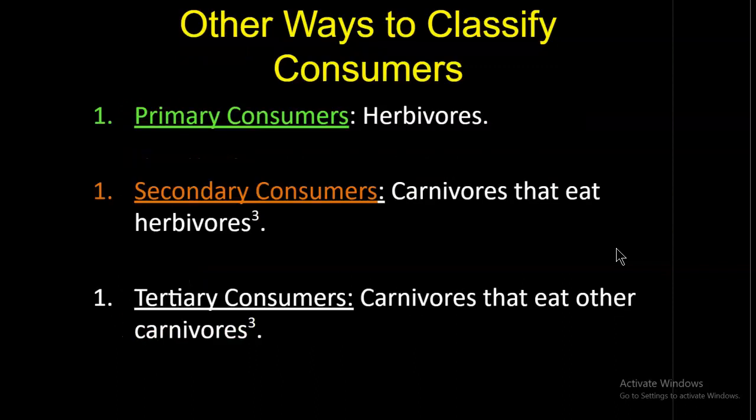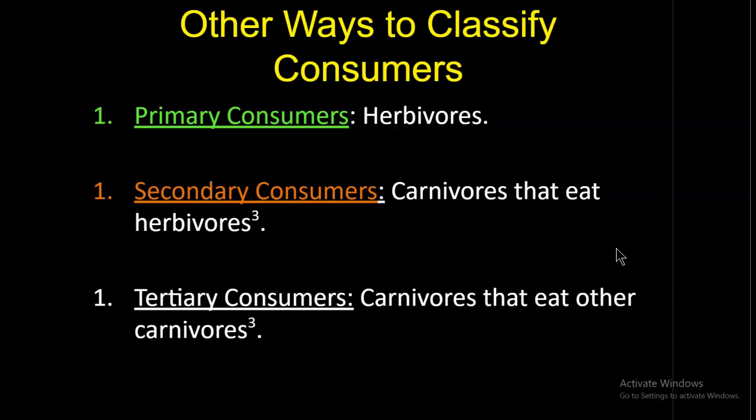Okay, other ways to classify consumers are primary consumers. You think they're the first consumers, so they are the herbivores, right? They're the ones that eat vegetables or any type of plant like grasses. Secondary consumers are carnivores that eat herbivores. So it could be the wolves that are chasing down the deer to have a few for dinner, right? So they're eating the animals that eat the plants, the herbivores.